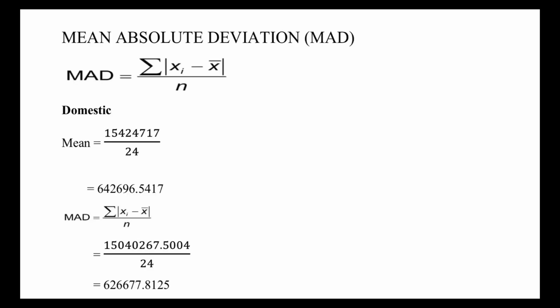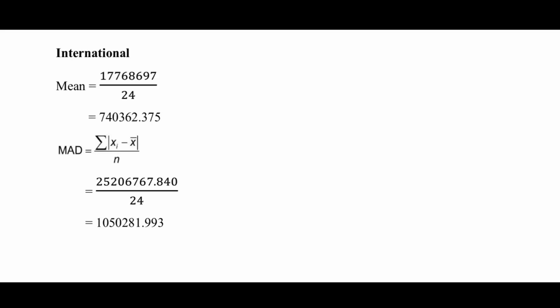So we move to mean absolute deviation. The formula is the sum of absolute x_i minus x bar, divided by n. The mean of domestic is 642,696.5417. The mean absolute deviation is 626,677.8125. For international, the mean absolute deviation is the same as domestic. Firstly, we need to find the mean, which is 740,362.375. And the mean absolute deviation answer is 1,050,281.993.